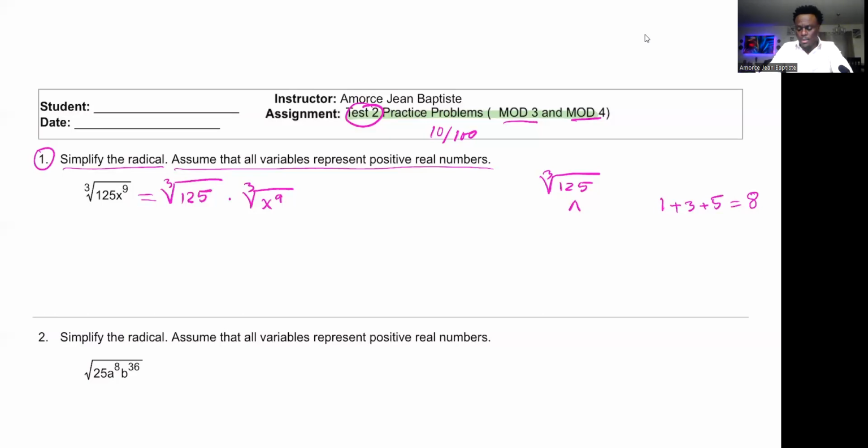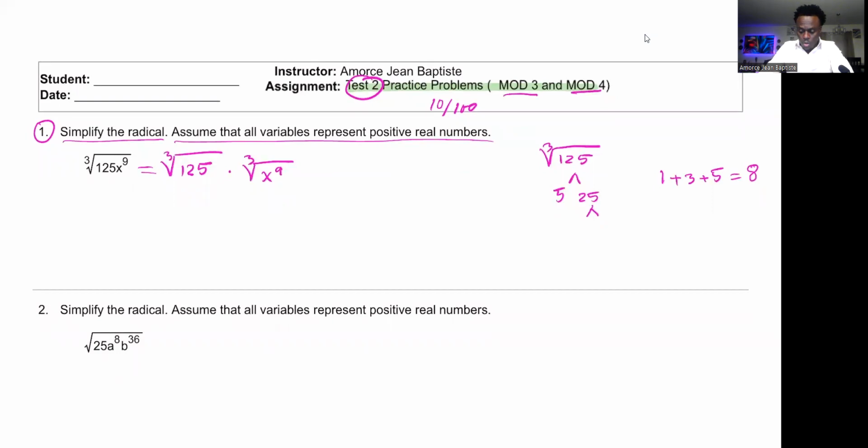And then 5 would be the next stop. 5 times what equals 125. 5 times 25 equals 125. 25 is not a prime number, so we want to break it down more. So 25 is 5 times 5.